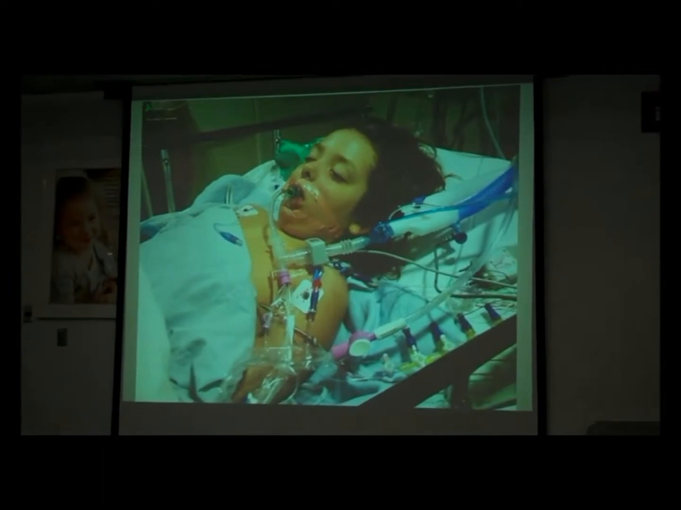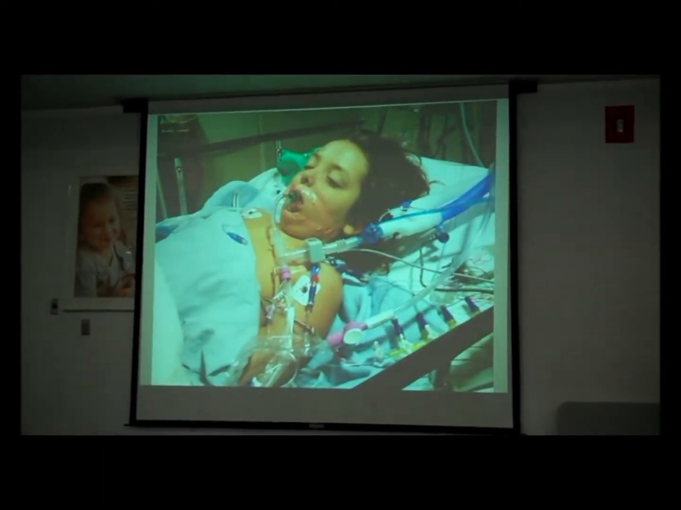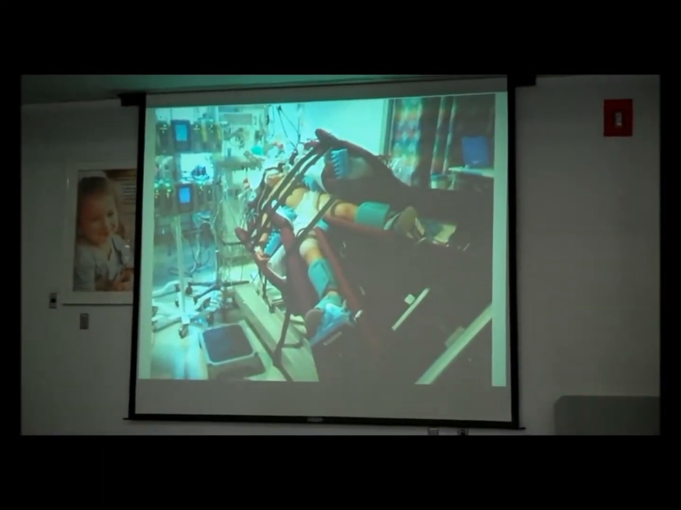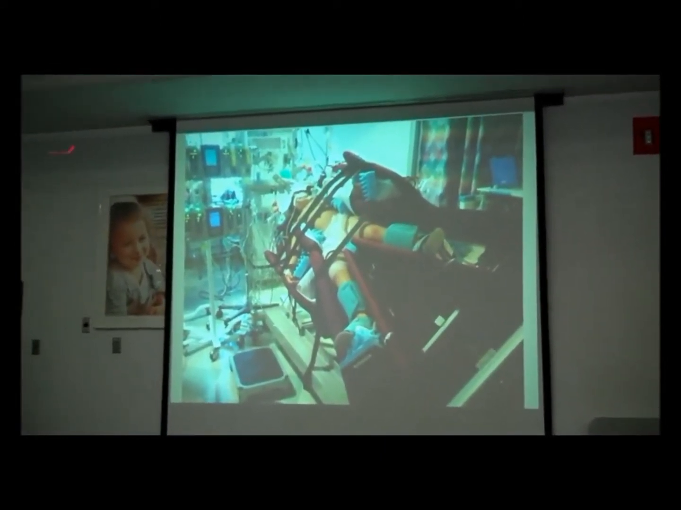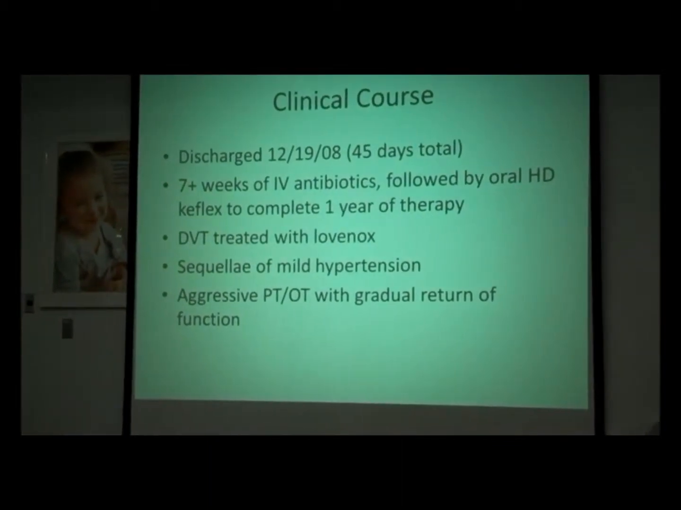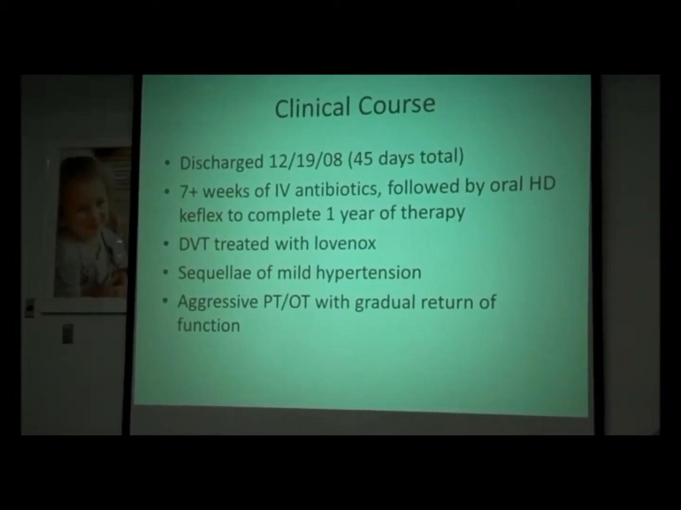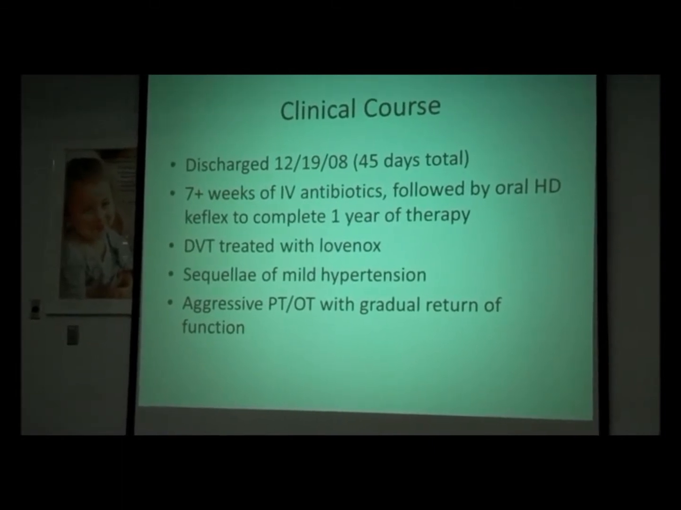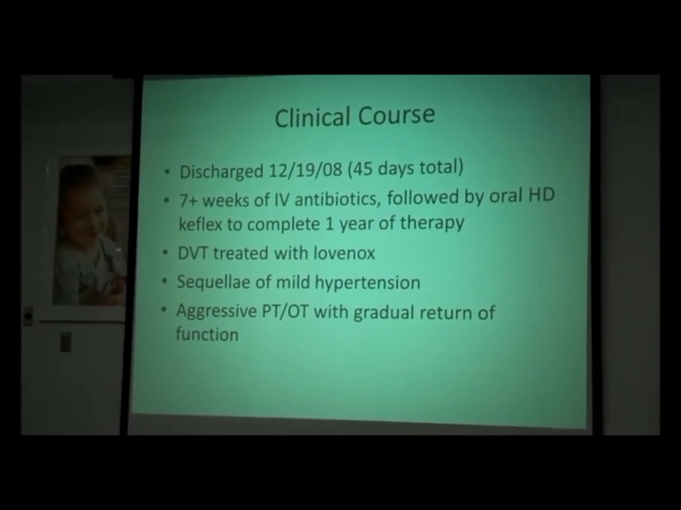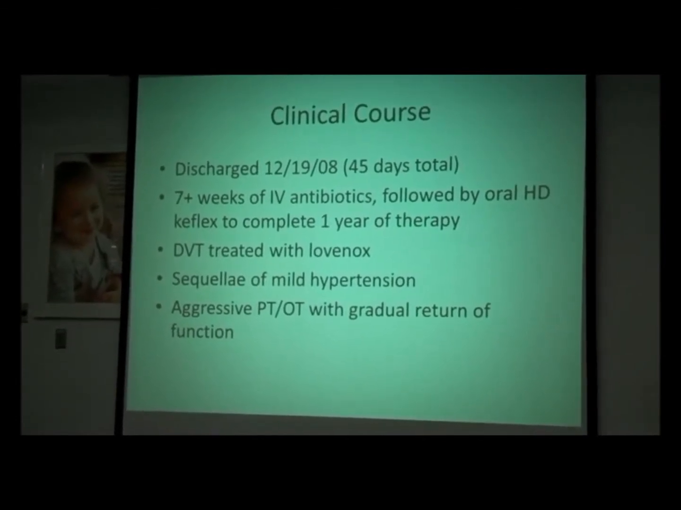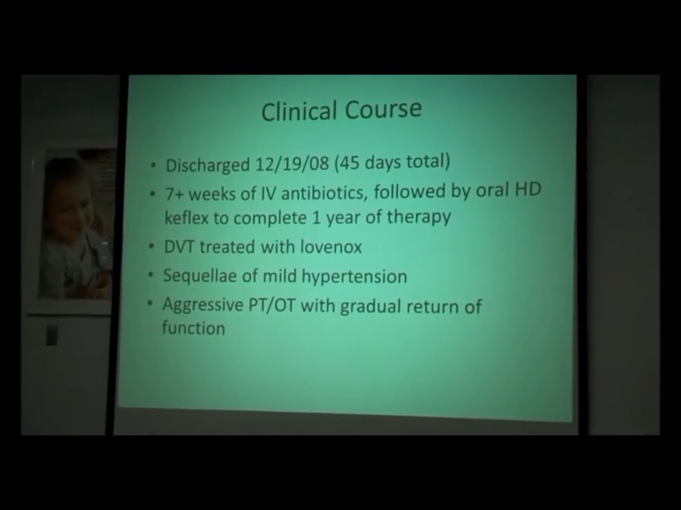So this is this young man when he first was admitted to the PICU. Again, proved very difficult to ventilate, was on the rotobed. You can see the number of drips he needed here for pressure support. The number of surgeries and drains here in the bilateral lower extremities. And ultimately, he ended up being discharged from the hospital 45 days later, completed a full 7 weeks of IV antibiotics in-house, and then we switched him over to high-dose oral Keflex, and he completed a whole year of therapy before we stopped the antibiotics.